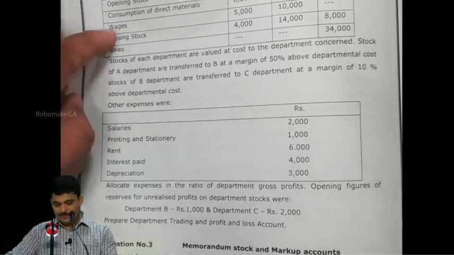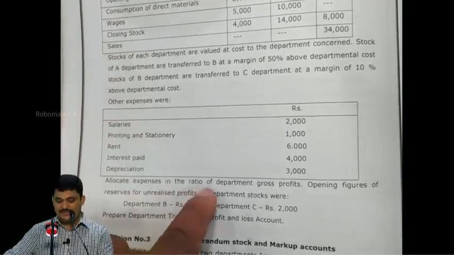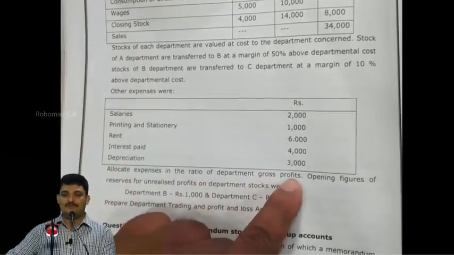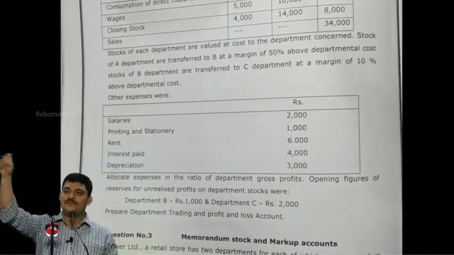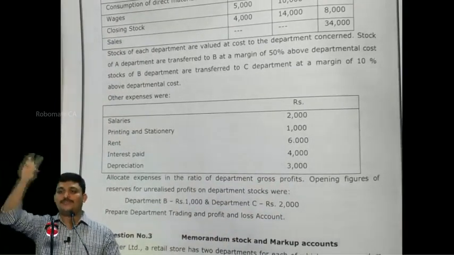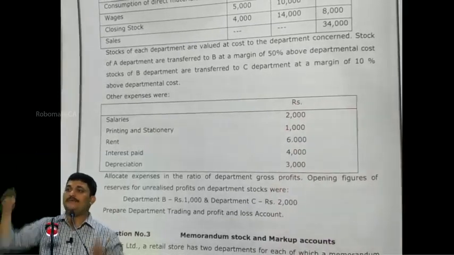Everybody? Then they have given certain expenses and they told us to allocate expenses in the ratio of department gross profit. No different basis and all. Identify the gross profit of each department. In that proportion only you will apportion the expenses to various departments in P&L.